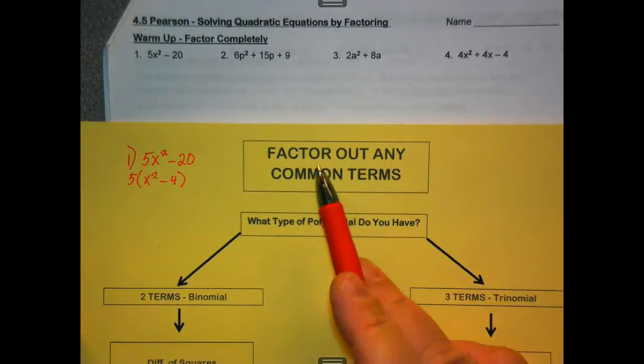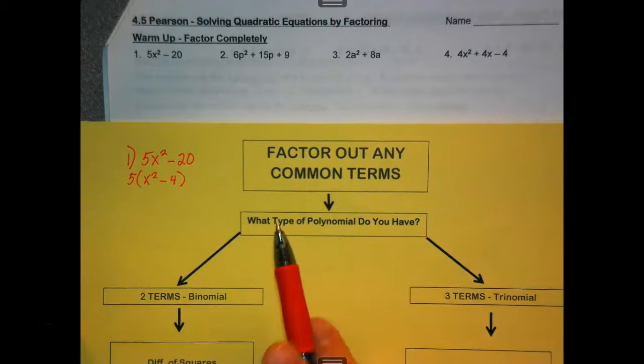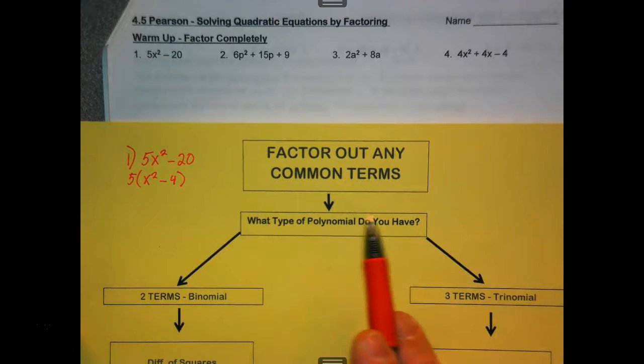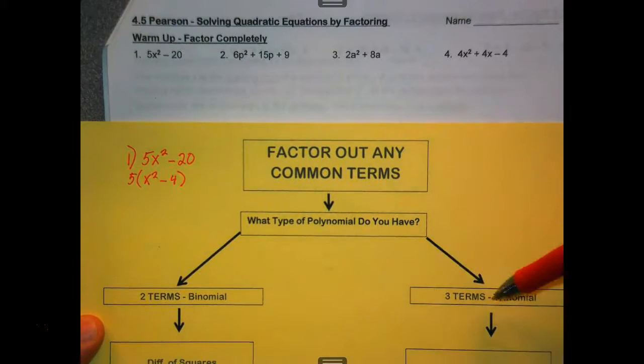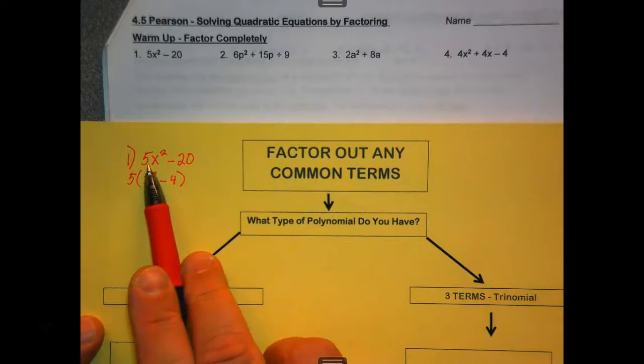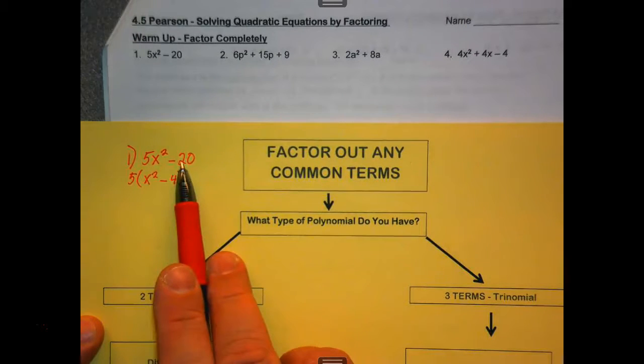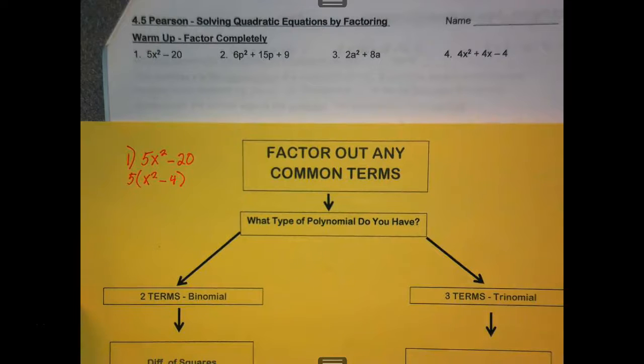Then, let's factor out any common terms. I did that. Then I have to decide what type of polynomial I have. Do I have 2 terms, a binomial, or do I have 3 terms, a trinomial? Well, if I look at the original problem, it is a binomial.